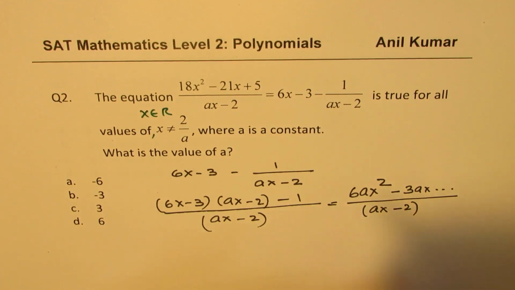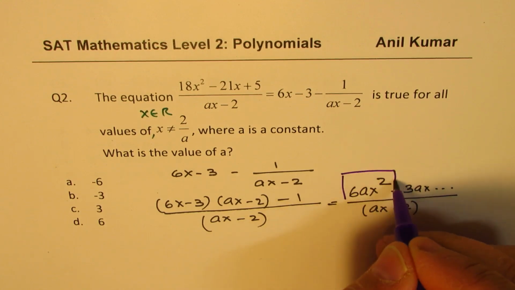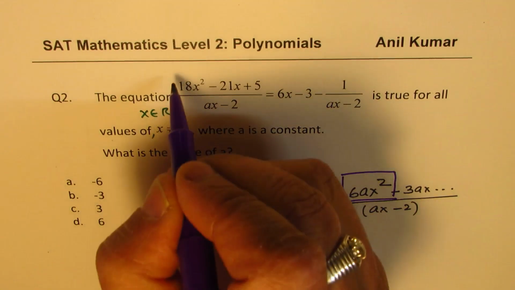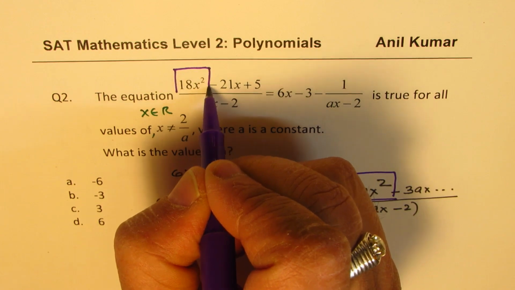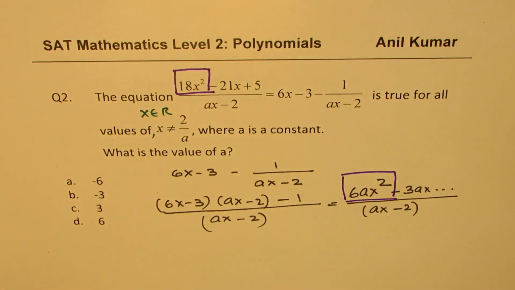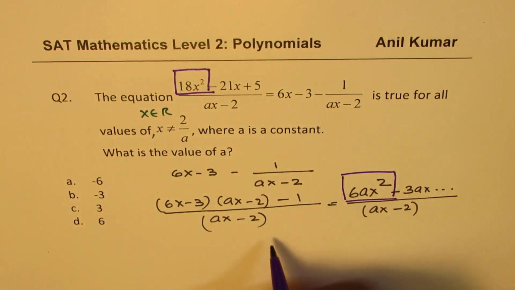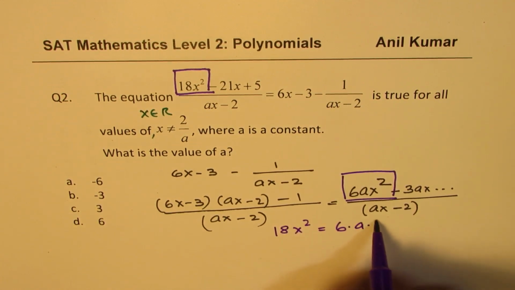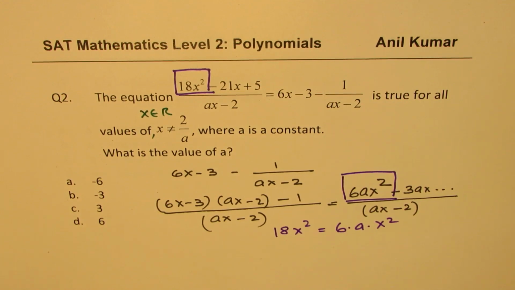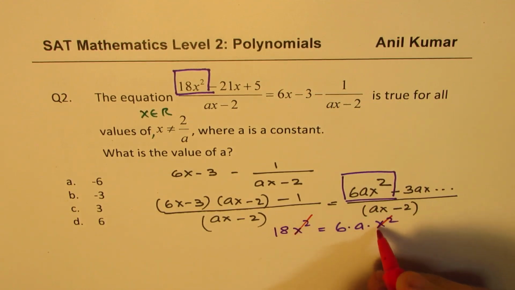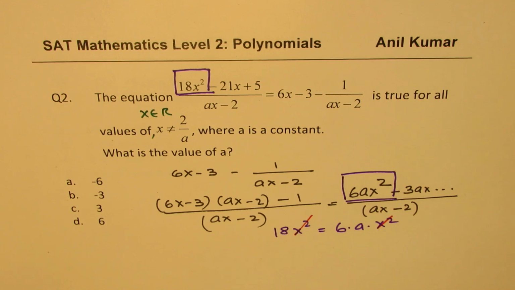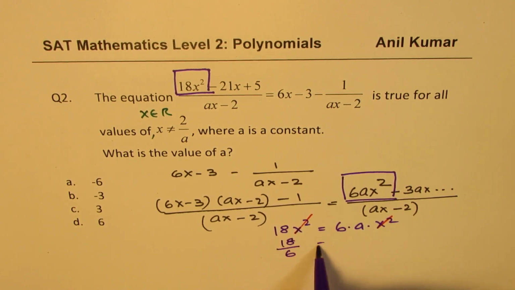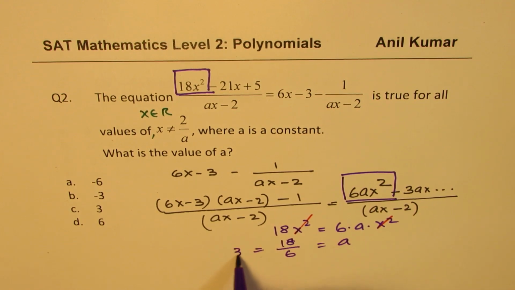So now you have seen that the x squared term on the right is 6ax², and in the given equation on the left side, we have 18x². Perfect. So that means that 18x² should be equal to 6 times a times x². Now, you could solve for a. So this clearly means that a is equal to 18 divided by 6, which is 3. So we get option C as the right option.